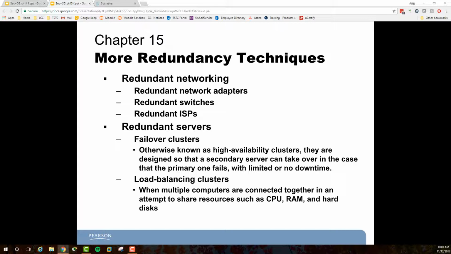For redundant networking, we can have redundant network adapters, especially in a server. Very common. If one is to die, the other one kicks on. Redundant switches, in case one dies, the other one is able to pick up the load.